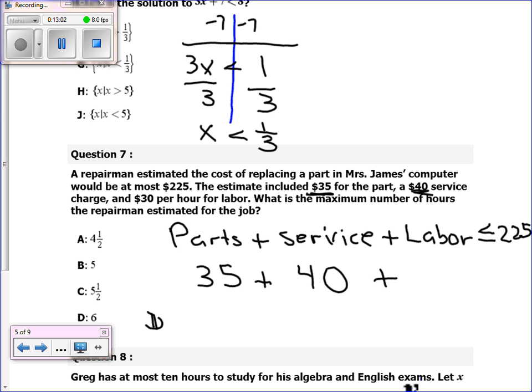And my labor, because I decided to set up an equation, I just can't throw in an X here. I actually have to define what my variable is. So I really should go ahead and say, well, let X represent labor. I really should say that. Okay. Or I could have used L.